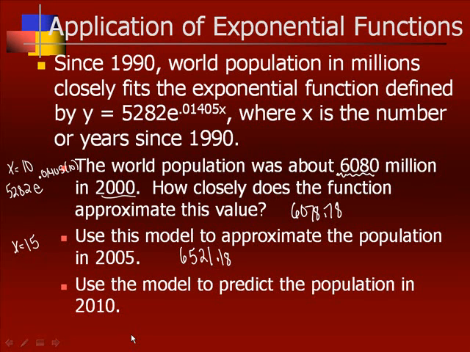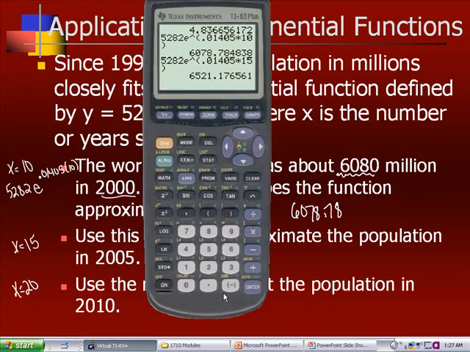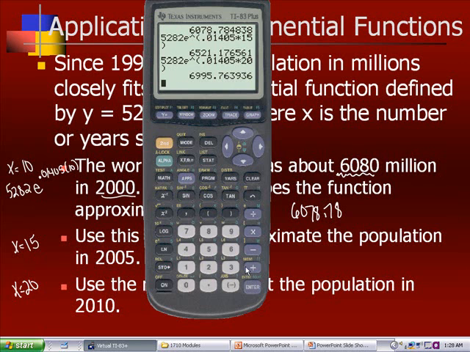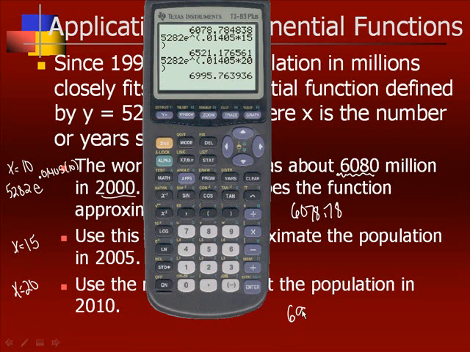Then it says use the model to predict the population in 2010. Same thing, we're just going to go into our calculator. Everywhere we had an x, we're going to plug in 20. So using that same second enter, that pulls up the previous screen, and then we can just change the 15 to 20, which would give us a value of 6,995.76, so almost 7,000 million.